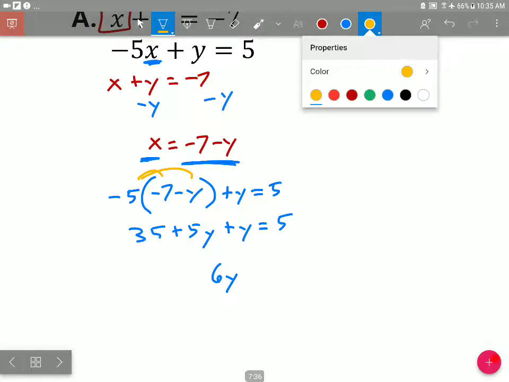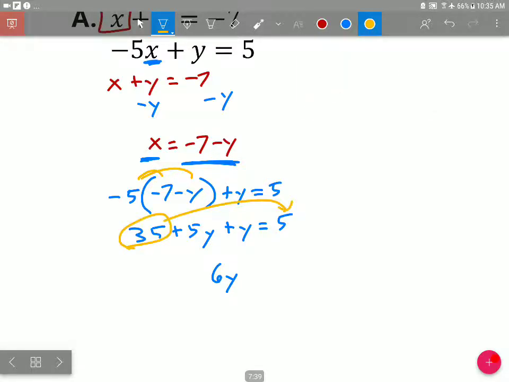Can I move this 35? Go ahead and move it over. Yeah, let's do that. So it's a positive, so we'll subtract it. So 5 minus 35 is negative what? Negative 30. Okay. Now, if you want to do that in 2 steps, that is fine. I just did it in 1. I combine my y's and I move my numbers to the other side.